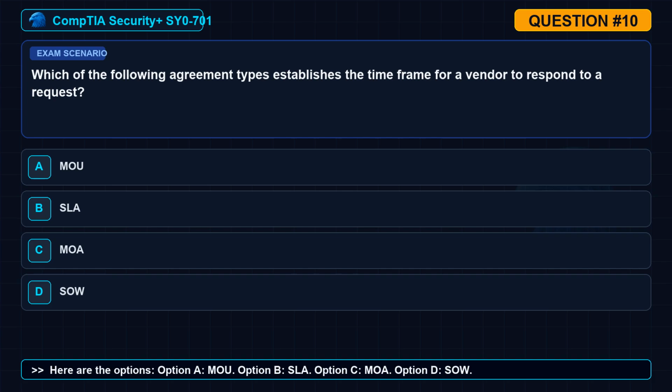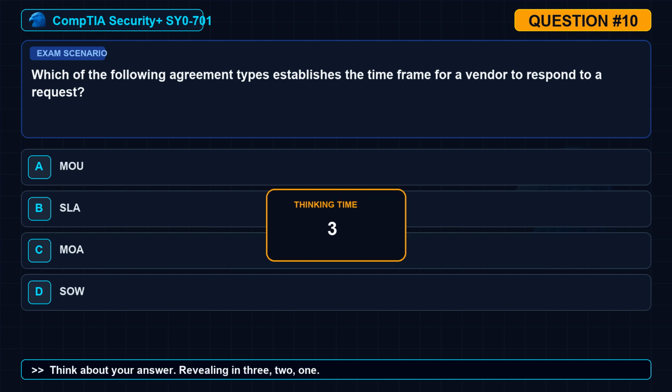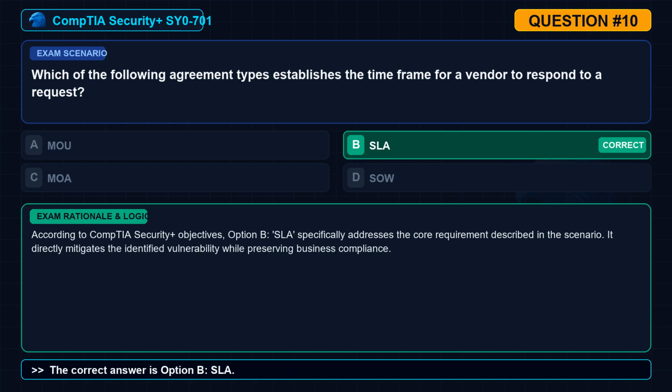Here are the options. Option A, MOU. Option B, SLA. Option C, MOA. Option D, SOW. Think about your answer. Revealing in 3, 2, 1. The correct answer is option B, SLA.